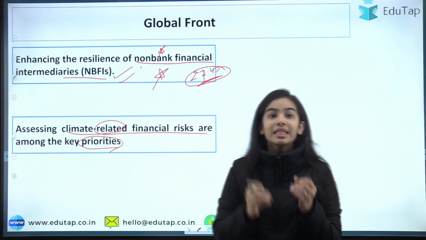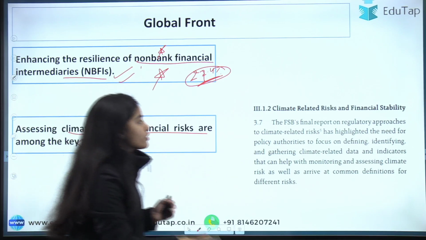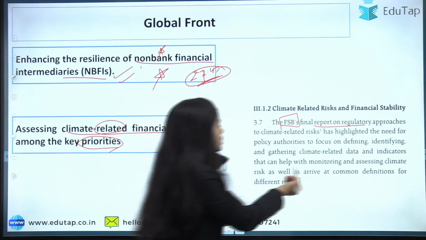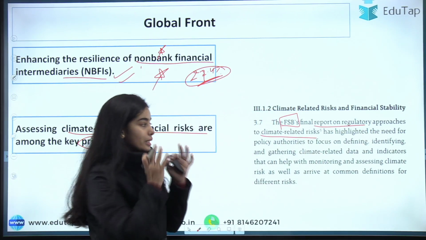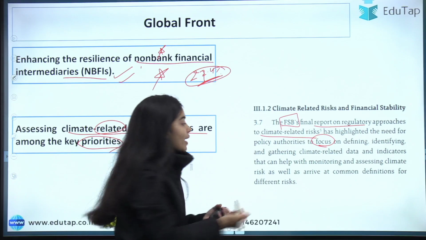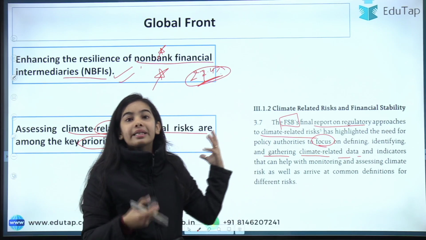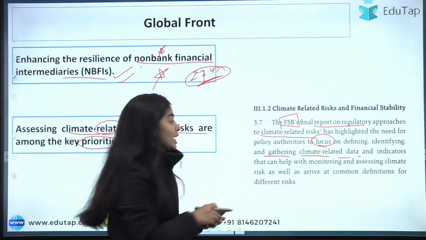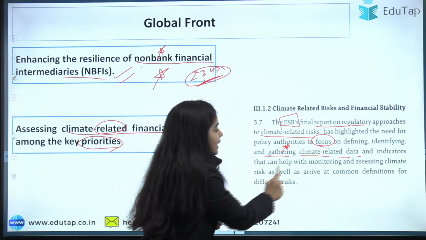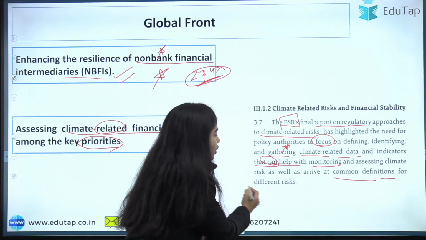Next is assessing climate related financial risk, which is among the key priorities. That is, we have to see what climate related financial risks are coming. For that, the Financial Stability Board has given a report on the regulatory approaches to climate related risk. The highlight is that policy authorities need to focus on identifying and gathering climate related data. That is, first define what climate related risks are coming. Identify those risks and gather the climate data and indicators that can help with monitoring and assessing the climate risk, as well as arrive at common definitions for different risks.